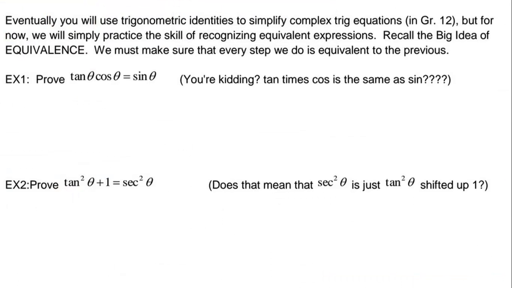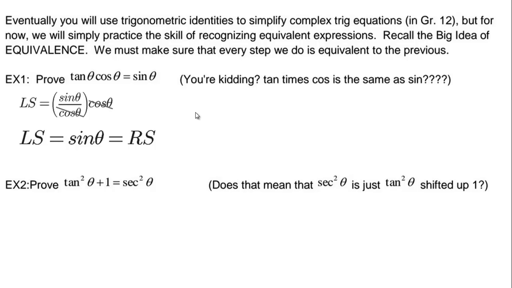So recall the big idea of equivalence. We want to make sure that everything is equivalent. So what we're going to do is prove tan theta times cos theta equals sine theta. And I just put this little joke, like tan times cos is the same as sine. If we multiply tan times cos, multiply those functions together, we actually get the sine function. And so what we're going to do to prove that is we just plug in sine over cos for tan. We cross out the coses, they cancel out, and we get sine theta.